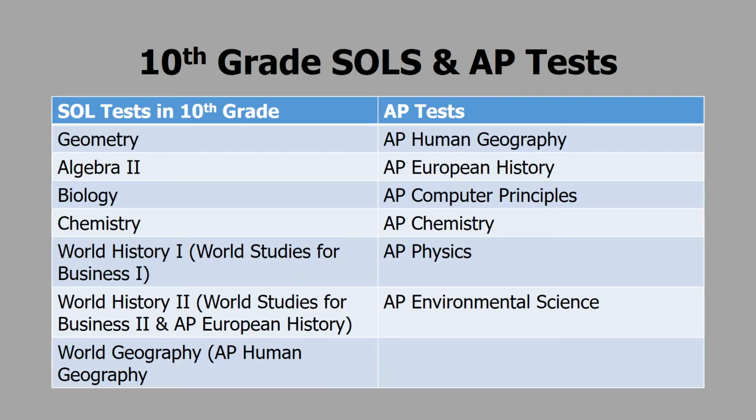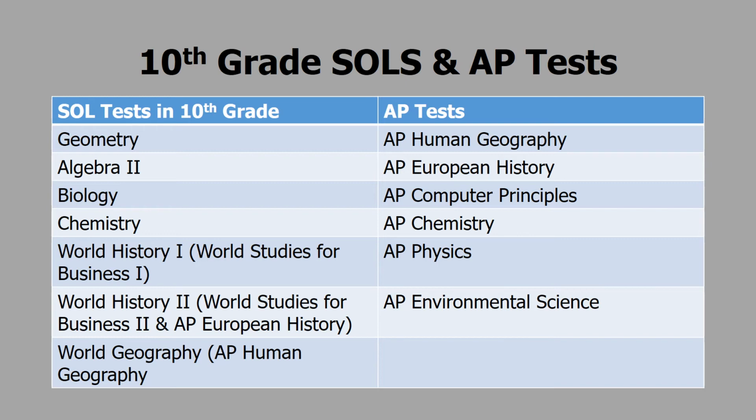So this slide just goes over with you some of the 10th grade SOLs and AP tests based on the courses that we just discussed. So in 10th grade SOLs, basically geometry, algebra 2, those are the SOLs that they'll take in terms of math, science, biology, and chemistry. And then the social studies, pretty much all of the social studies courses that we listed have some SOL that they'll take. AP tests based on whichever AP courses they choose to enroll in.